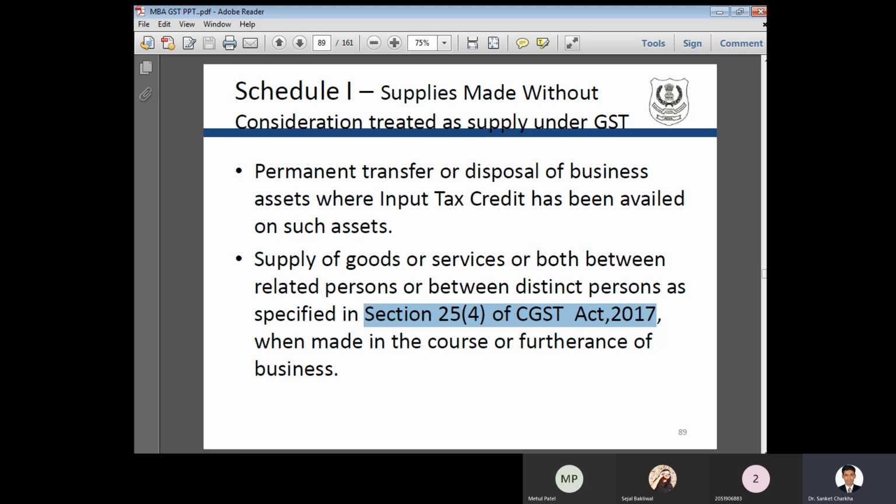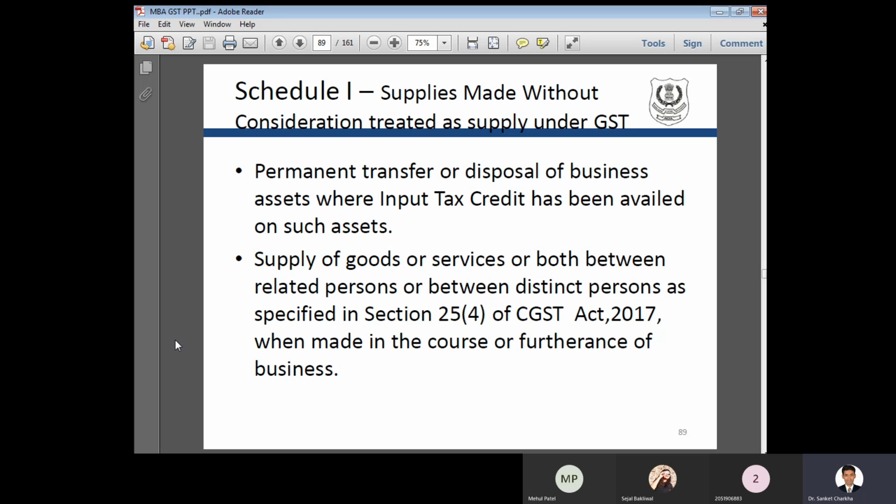So there must be a related person. Related person, as the definition has been provided in the Sale of Goods Act or the Income Tax Act or the Goods and Service Tax Act. If there is a transaction or a transfer between two distinct persons, then accordingly it will be called a supply.